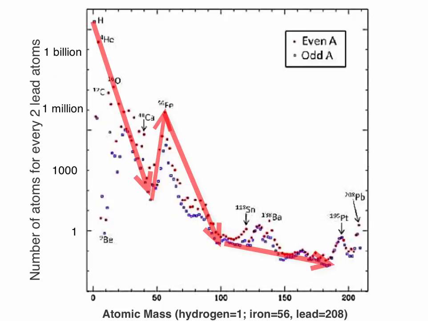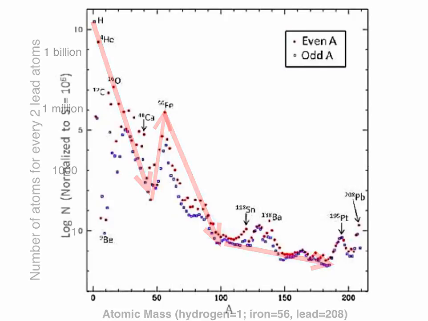So important thing, don't get lost in the details. The light elements are very common, and then you have a few peaks of elements like calcium and iron and tin and lead, but otherwise most of those elements are not very common.